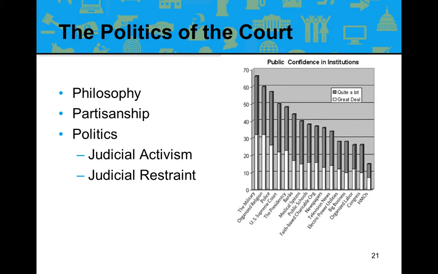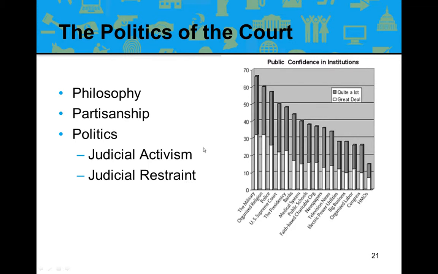And then the personal views of the individual justices have a strong influence on the position that they take on issues and cases. Many scholars contend that the justices' personal beliefs are the most significant influence in their legal opinions. So the philosophy of the judges matters, the partisanship, that is who appointed them, matters, and then they are often classified as to whether there is a lot of judicial activism or judicial restraint.